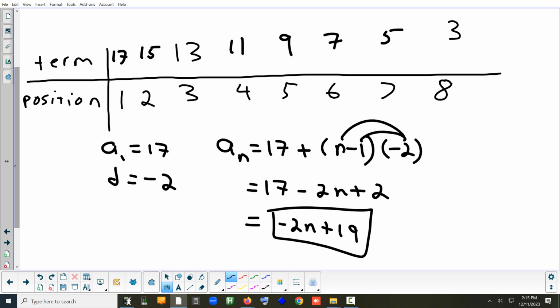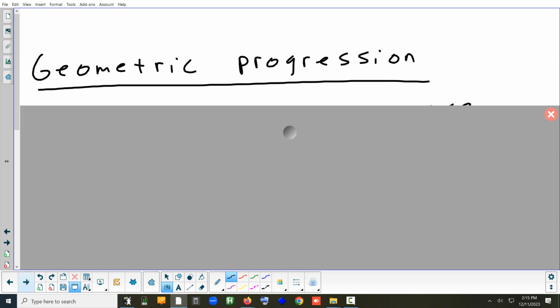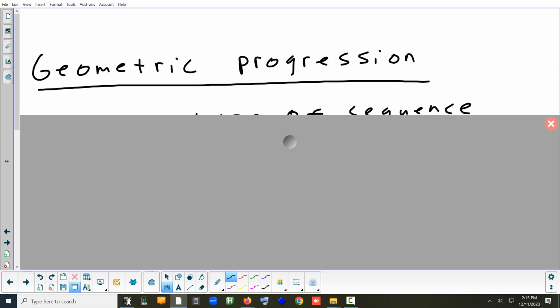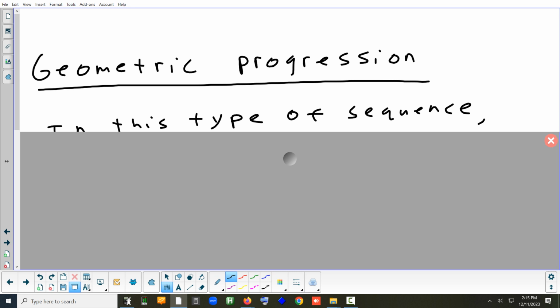Here's another example of an arithmetic sequence. And the last one we're going to look at is this type of sequence. All right, how do you think you say that one? Geometric. So I don't think there's any argument on that one, geometric.